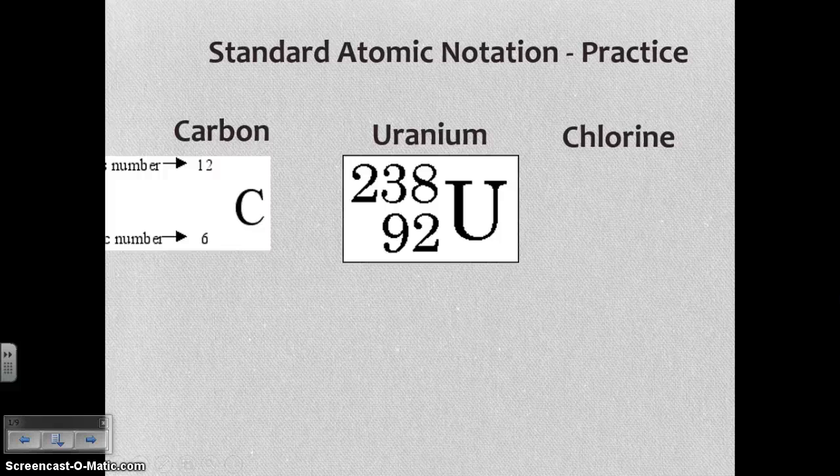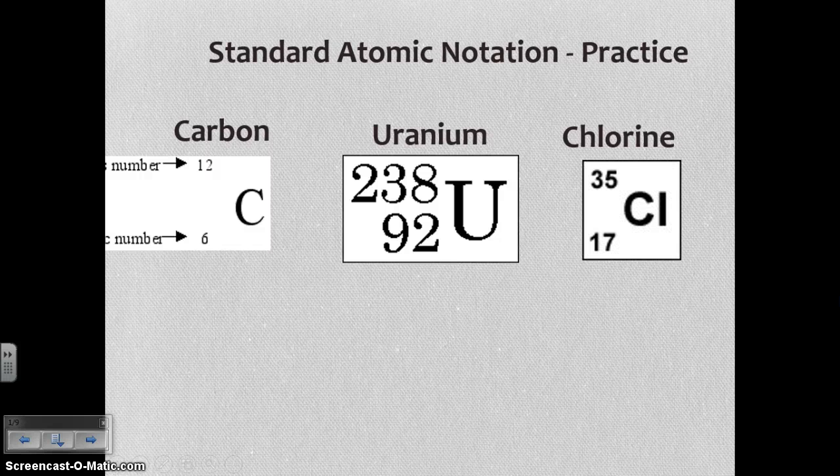And the last one, looking at chlorine, symbol Cl. It has 17 protons and 35 total mass. So that's 35 protons and neutrons all added up together. And notice how in this case we had to round down to 35. All right, and that brings us to the end of standard atomic notation.